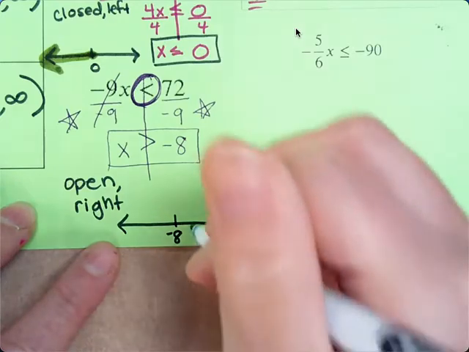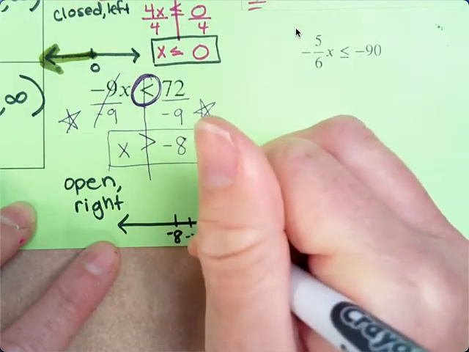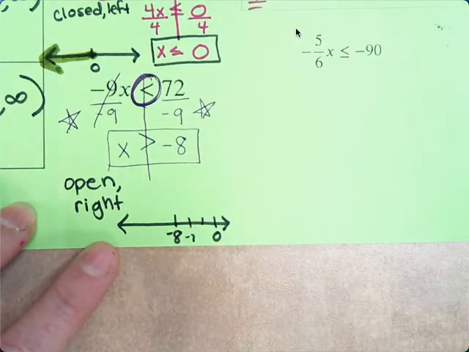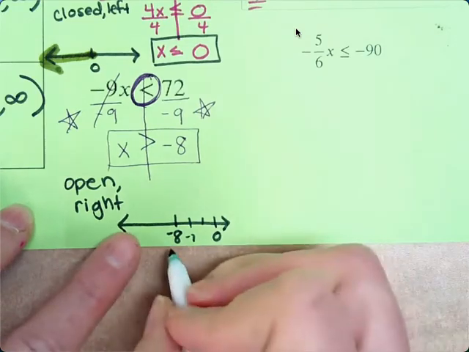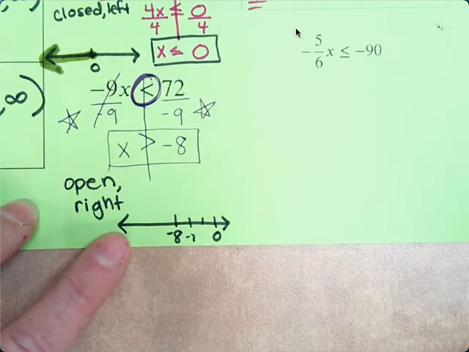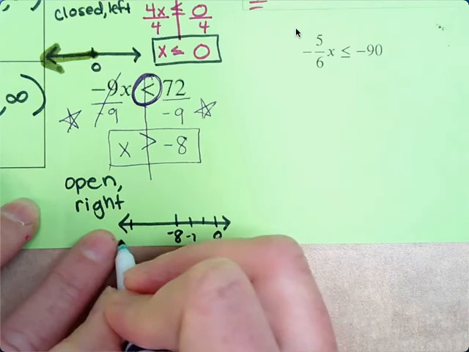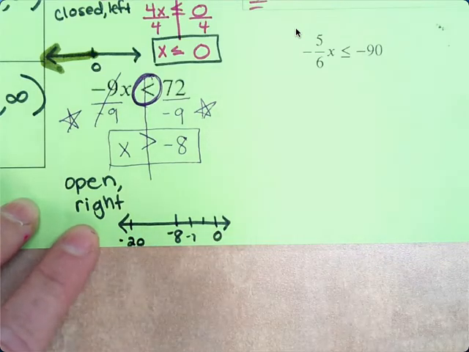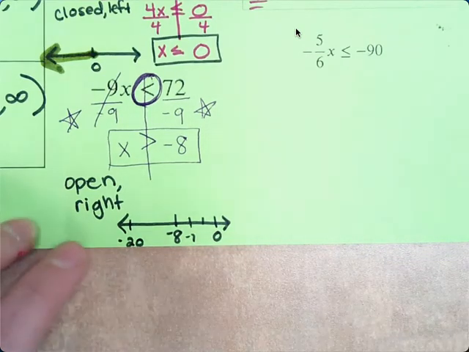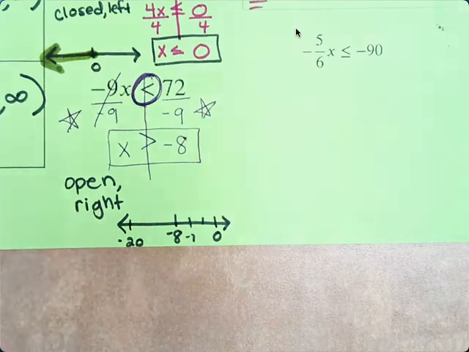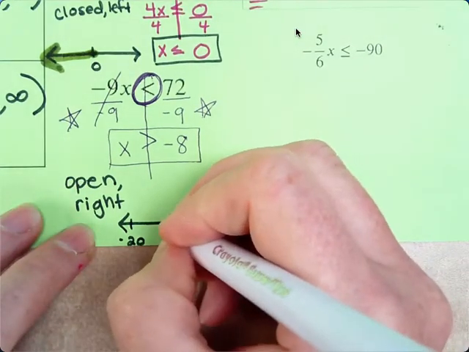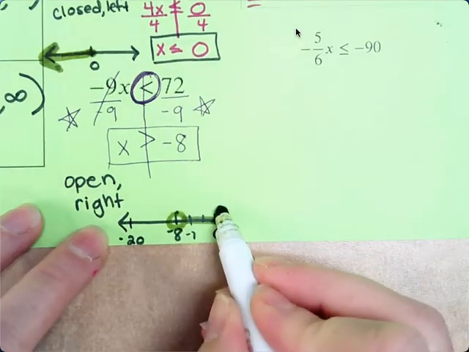So if that's all you want to put, that's fine. If you want to put -7, -6, and so on, you can. Or just identify where 0 is. And then this way would be, let's say, -20. If you want to do it like that, 0, -20. So it's going to be an open circle on -8 and go right.